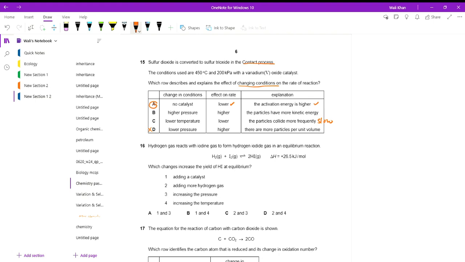So when we add more hydrogen gas and increase the temperature, the yield increases. The yield of hydrogen iodide increases because hydrogen gas is needed for the equilibrium reaction. When the reaction is carried on, the hydrogen iodide forms, and if we add more hydrogen, the reaction will not be stopped. So the option is D. Adding more hydrogen gas and increasing the temperature.